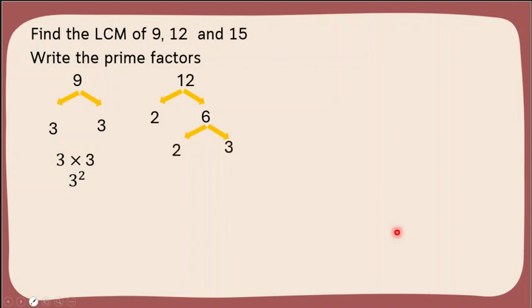So writing it in the index form, it is 2 to the power 2, 2 times 2. So 2 to the power 2 times 3. We take 15, it is 3 and then 5. That's it. They are both prime numbers. We can't reduce it any further. Alright. After doing this, what are the different prime numbers we have? Again, we have 3, 2, and then 5. They are the different prime numbers.